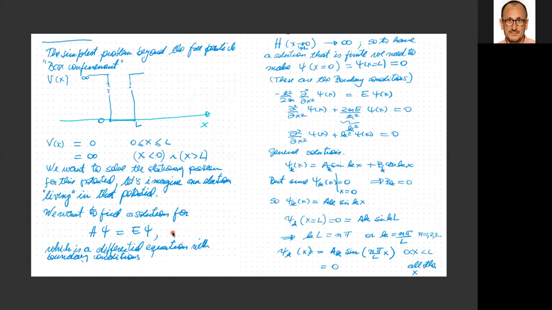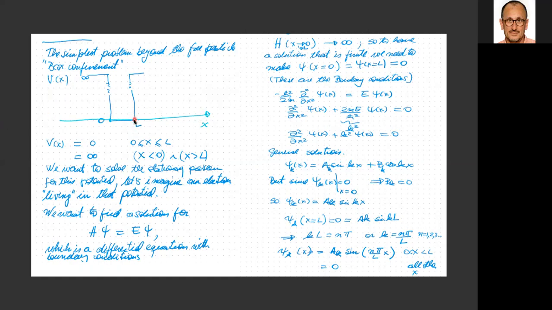So the solution that actually makes sense is one that complies with the boundary conditions: the wave function is 0 here and 0 here. Because if it's 0 here, it's also 0 here, 0 here. So the wave function is 0 over all these axes. So I already solved the differential equation, at least in some regions of space, here and there.